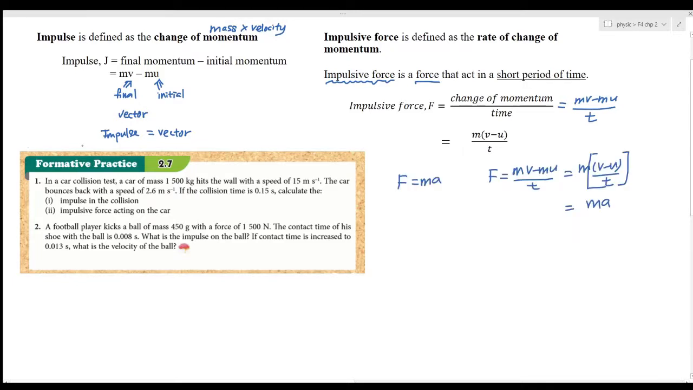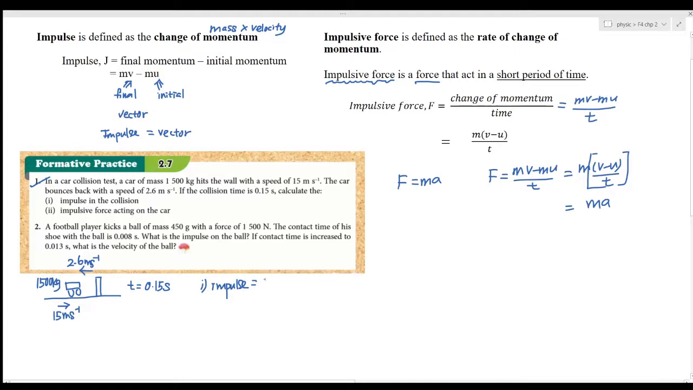Okay, we try some questions from your textbook. So read question one. There's a car, 1005 kg, initial speed. After the car hit the wall, the car bounced back with the speed of 2.5 meters per second. And the collision's time, the time taken, is 0.15 seconds. So calculate the impulse.